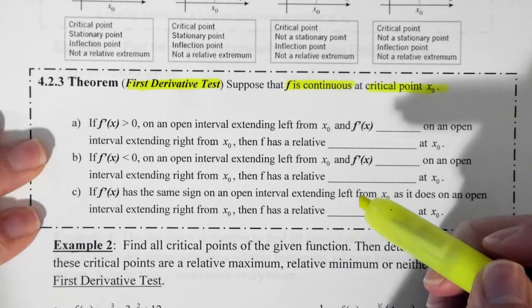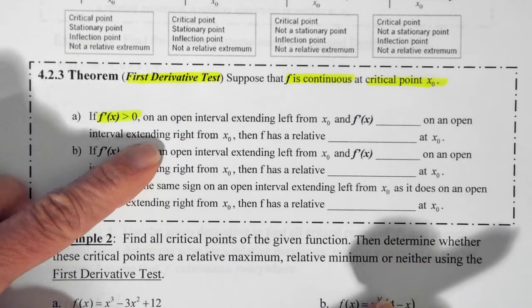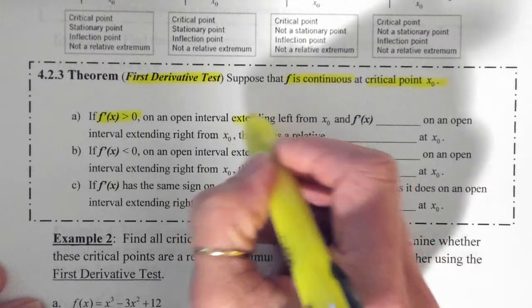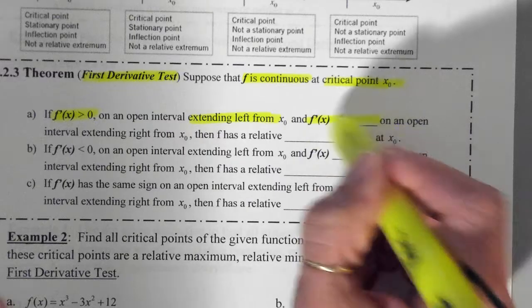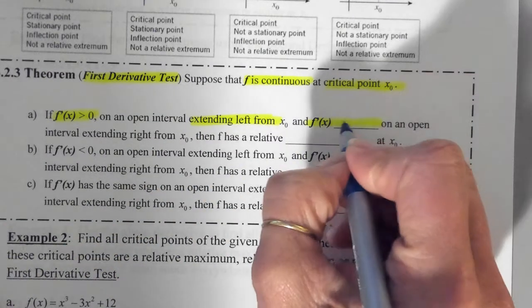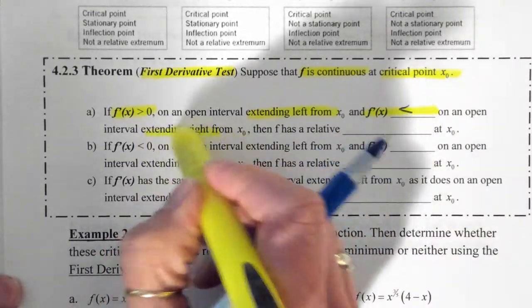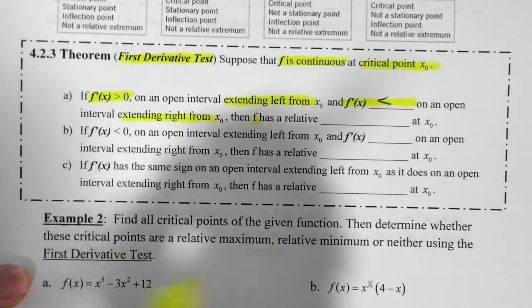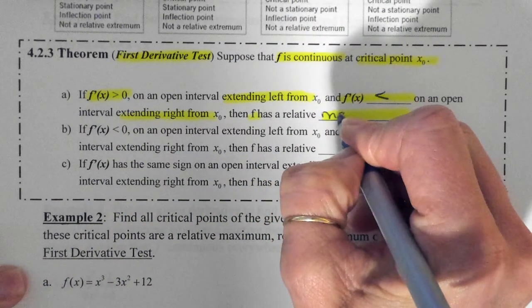Okay, and they're saying that if f prime of x is greater than 0 on an open interval from the left, okay, from the left, this is important, extending from the left, and f prime of x is less than 0 on that open interval extending to the right, then your function itself, not the derivative, but your function itself has a relative maximum at that point. And I'm going to show you.